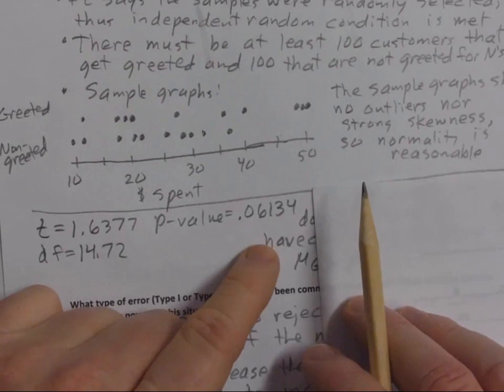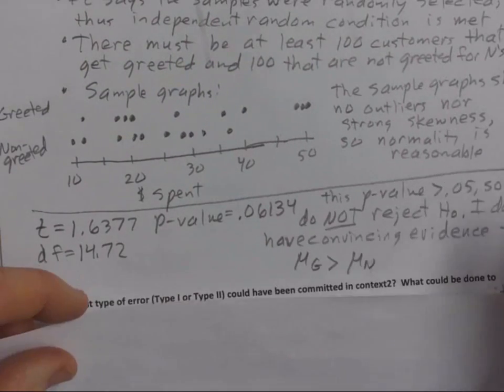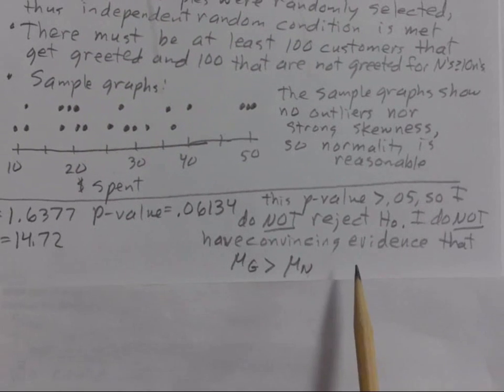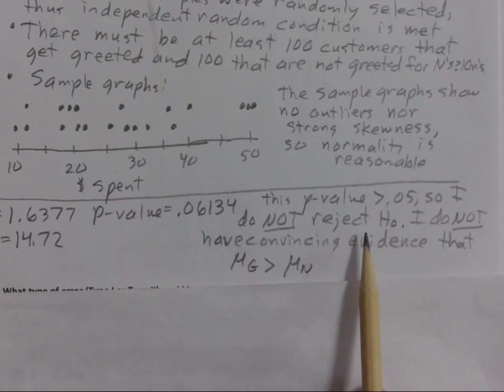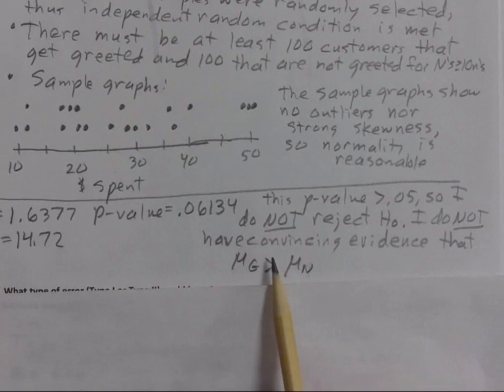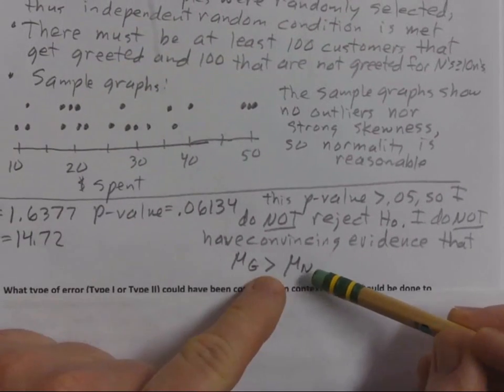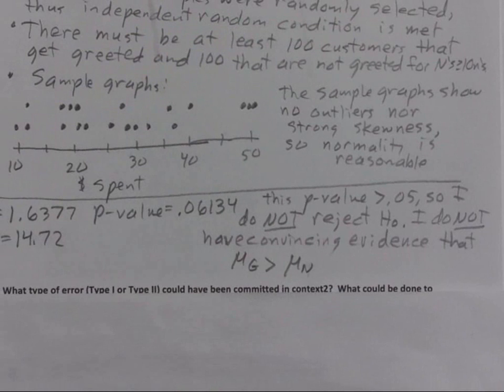And then your ending is the same p-value statement that we've been doing for a few chapters now. This p-value is greater than 0.05, so I do not reject the null. And I do not have convincing evidence that, and then you restate the alternative. Just restate it, but state it in context. I kind of ran out of room here, and I'm sorry you have to do that, but please state it in context. That's how you do the p-value statement, just like what we've done.